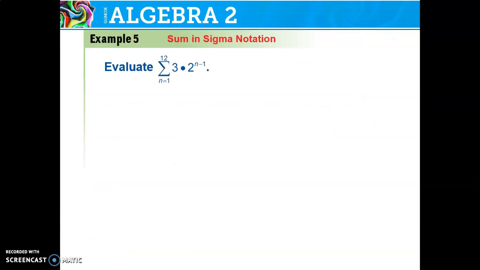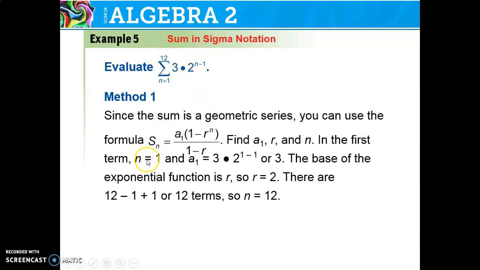And then we have sigma notation. So this is a little bit different here. This symbol right here means the sum from n equals 1 to 12. So that means we're going from the first number to the 12th number of 3 times 2 to the n minus 1 power. So that means we're going to do 3 times 2 to the 1 minus 1, then 2 minus 1, then 3 minus 1, all the way till we get to 12 minus 1.